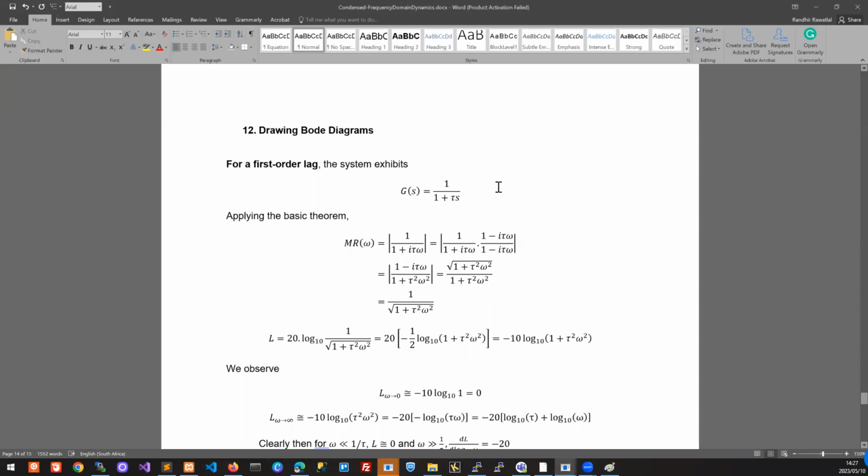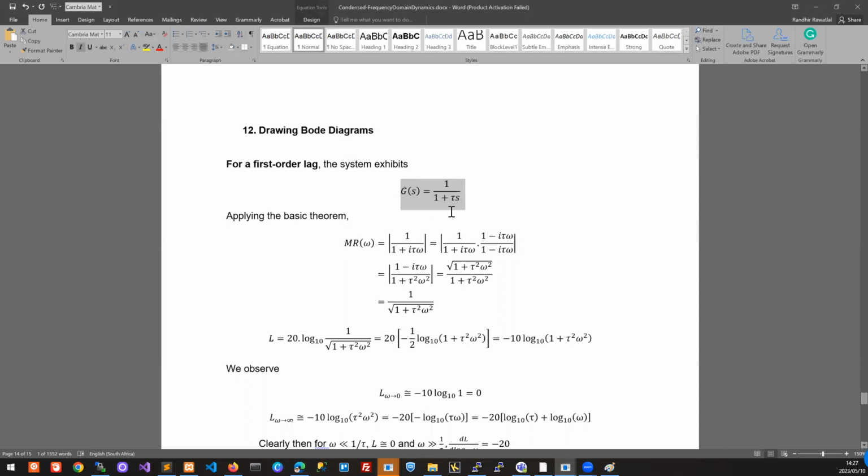Let's look now at drawing the Bode diagrams. To do this for any general function, we'll first look at two simple functions and then compose the more general case out of those two specific functions. So the first of the specific functions is the first order lag.